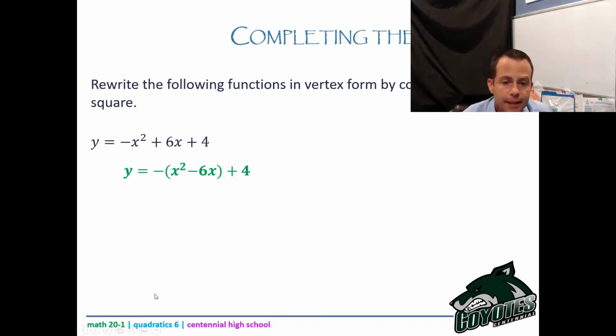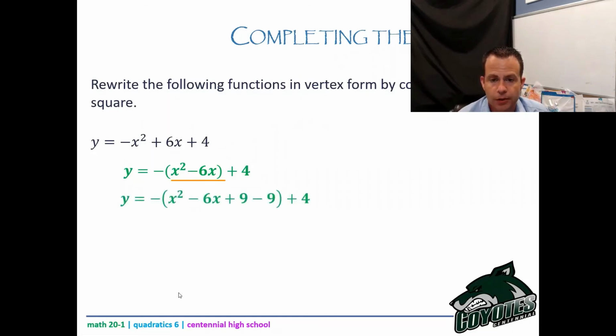So this is the guy that I now want to make a perfect square trinomial. I need to take that negative 6, half it and square it. Half of negative 6 is negative 3. Negative 3 squared is 9. So I'm going to add 9 and subtract 9. Okay.